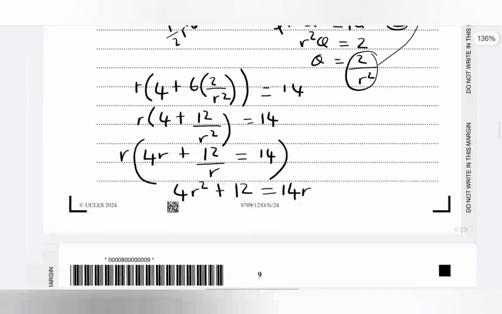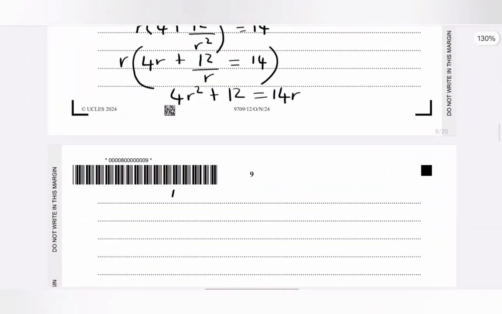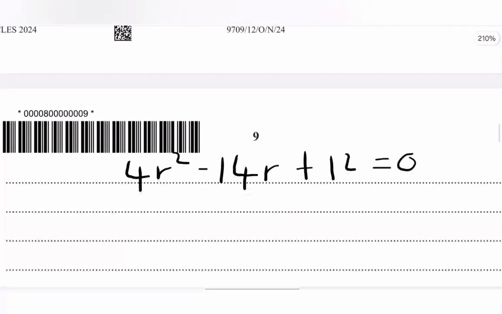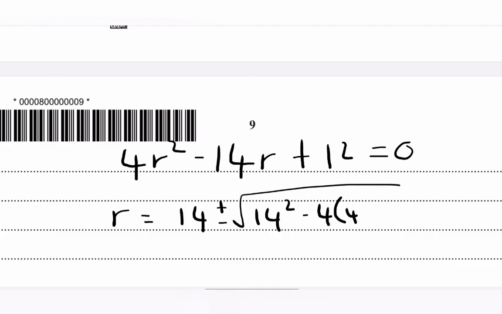And we're just going to rearrange that and get a quadratic equation saying 4r squared minus 14r plus 12 is equal to 0. And we're going to use the quadratic formula to solve this. So r will be equal to 14 plus or minus root of 14 squared minus 4 times our a and our c, all over 2a, which is 4.